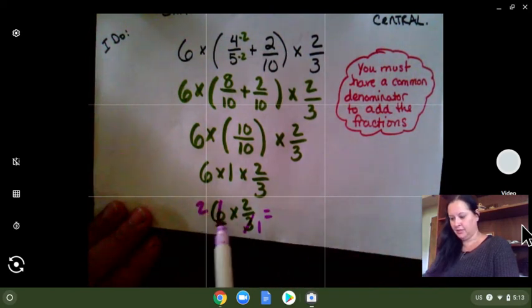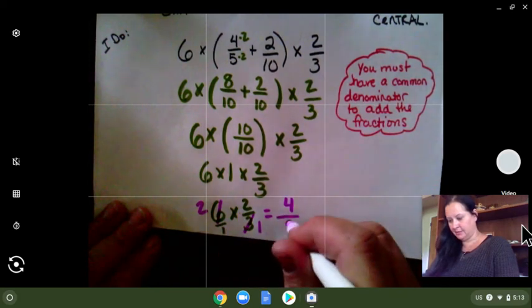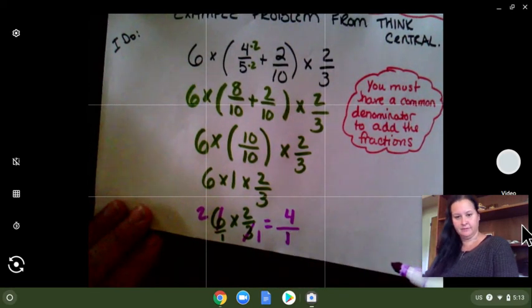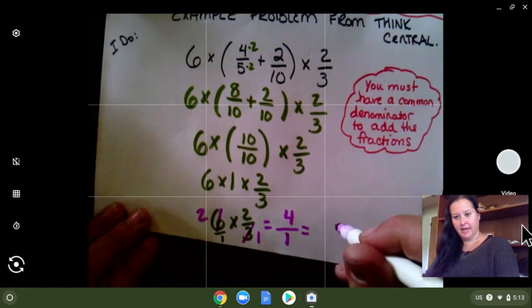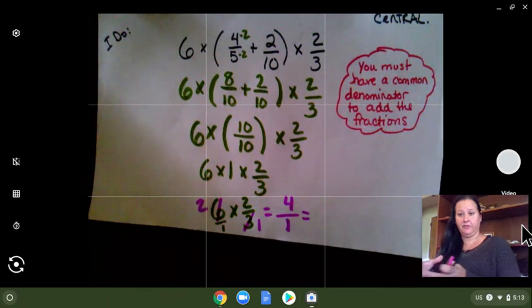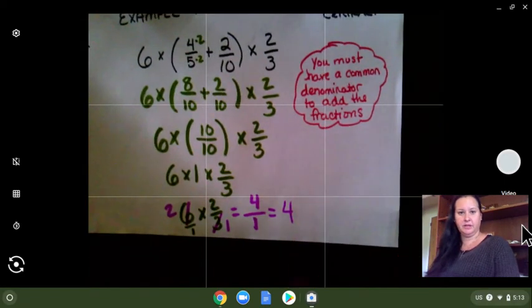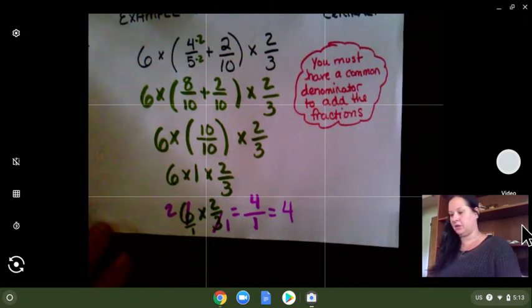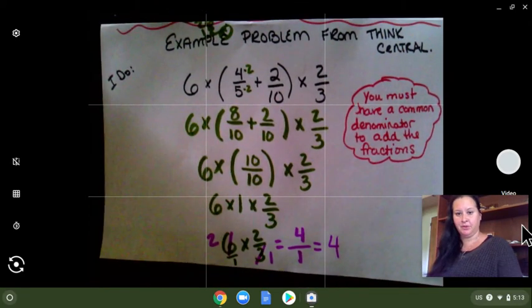Now I have 2 times 2 as my numerators, which is 4. 1 times 1 is my denominators. So 4 over 1 is saying you have pies and they're all cut only into one piece. So if you have 4 pieces of that, it's 4 wholes. Remember, 4 over 1 is the same as 4. So that is just an example problem for you. Hopefully you won't struggle too much with the order of operations, but if you do, just catch up with me and I'll help you out.